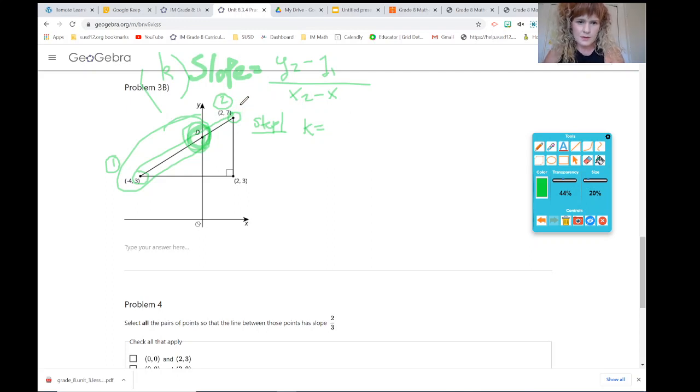So y2 equals 7, and then minus y1, y1 equals 3. Good. x2 equals 2, and now subtract x1, that equals negative 4. Make sure you keep your negative signs, otherwise you'll have errors. Do the math. 7 minus 3 is 4. 2 minus negative 4 is the same as 2 plus 4. So that's 6. Our slope is 2/3.